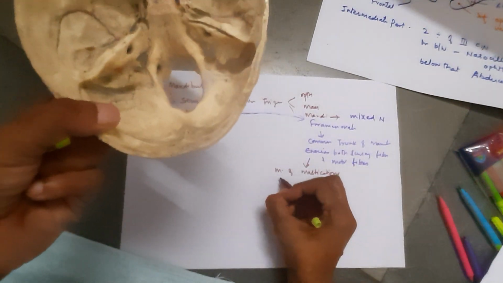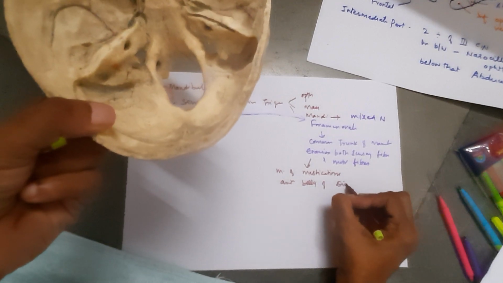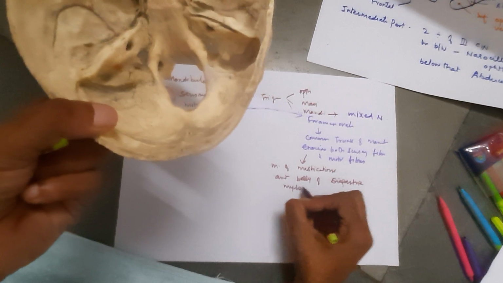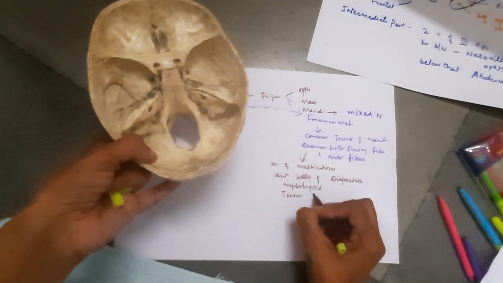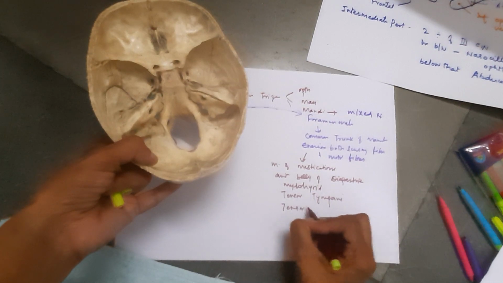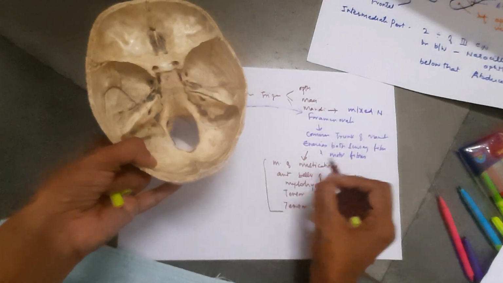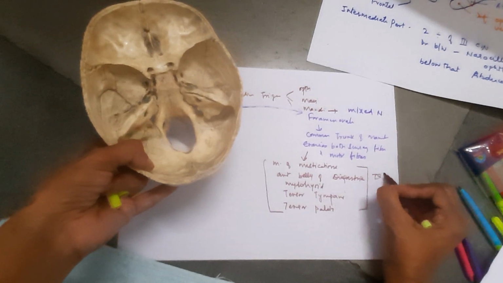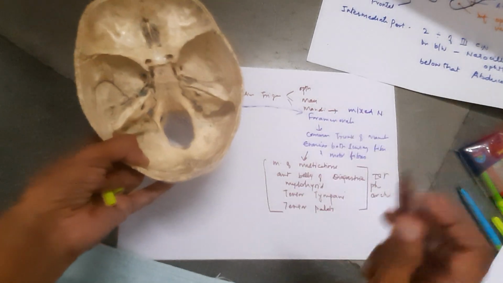Along with that, it supplies the anterior belly of digastric, and mylohyoid, and tensor tympani, and tensor palati or tensor veli palatini. All these muscles are supplied by mandibular nerve. All these muscles are derived from the first pharyngeal arch. All are supplied by mandibular nerve.